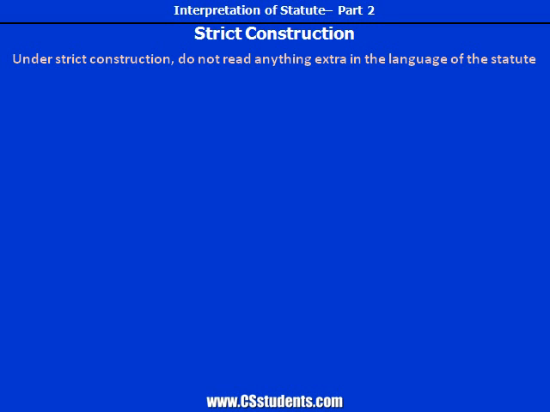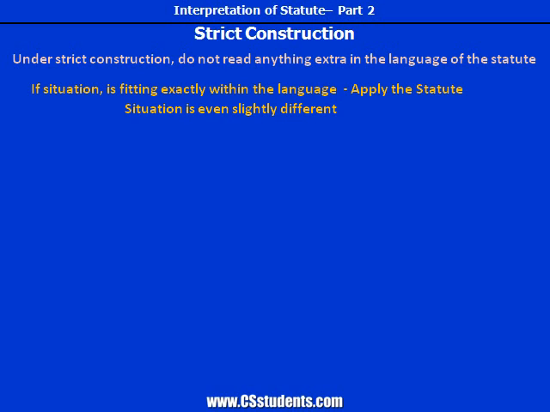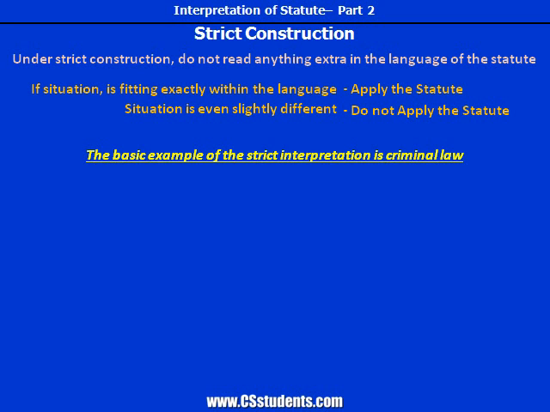The next is strict construction. Principally, while making the strict interpretation, we do not read anything extra in the language of the statute. As per this rule, if the situation of a given case fits exactly within the language of the statute, we apply the same. And if the situation is even slightly different, we do not apply.